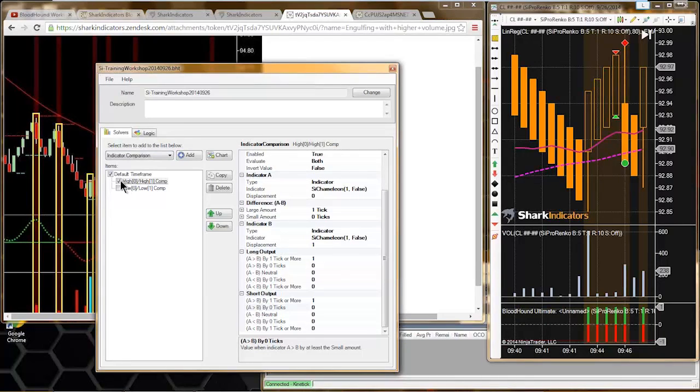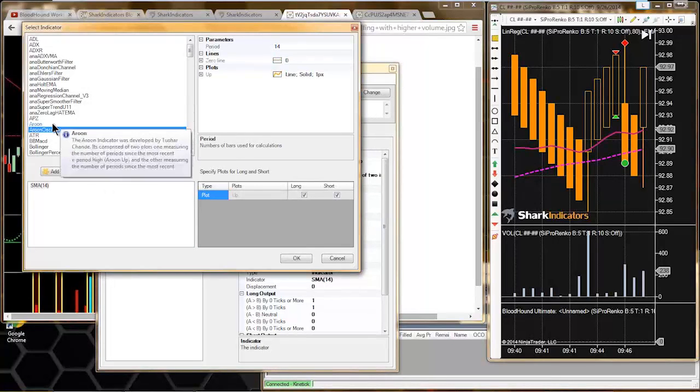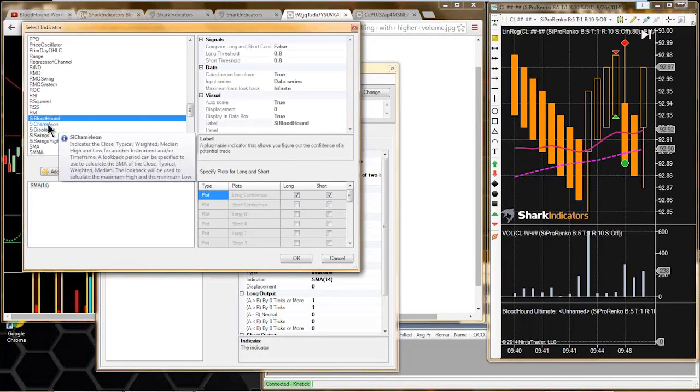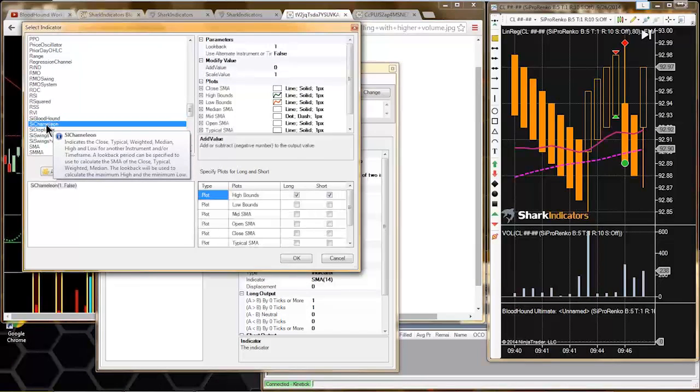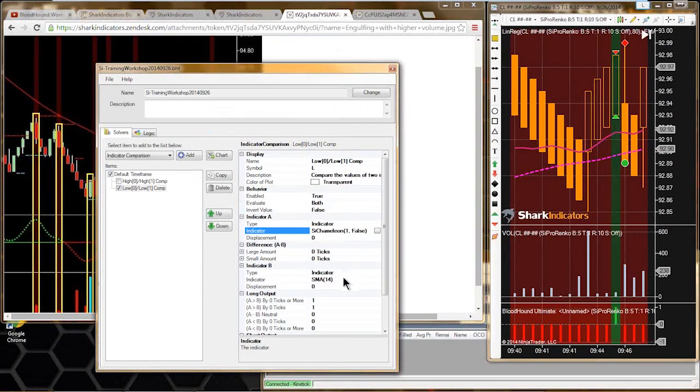So I'll demonstrate that in just a moment. But let's work on comparing the low prices first. All right, so we need to change this indicator A section over to the low price. So we'll grab Chameleon again, put Chameleon in there, and we'll select the low price here, the low bounds, and do the same thing in indicator B.